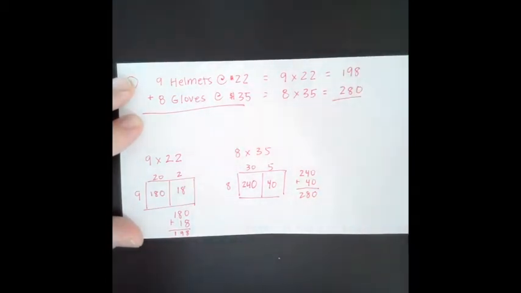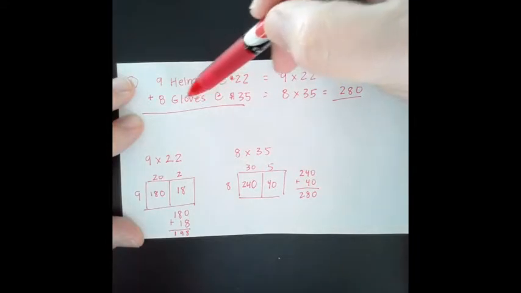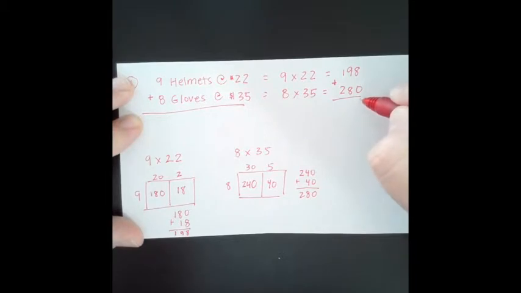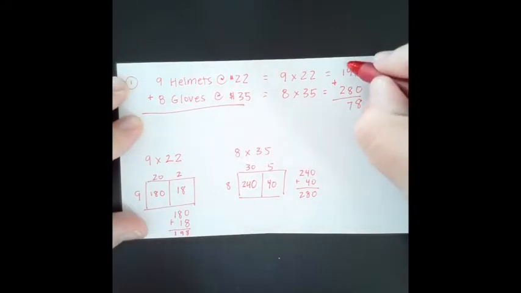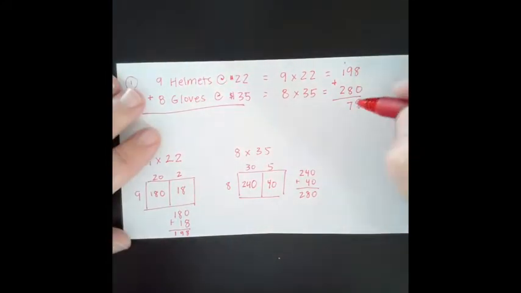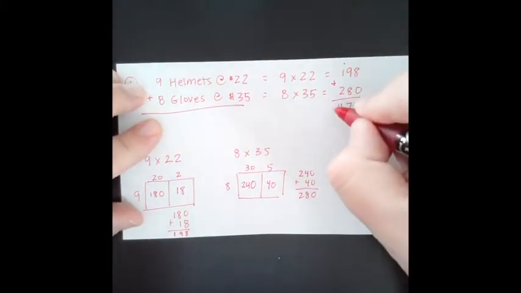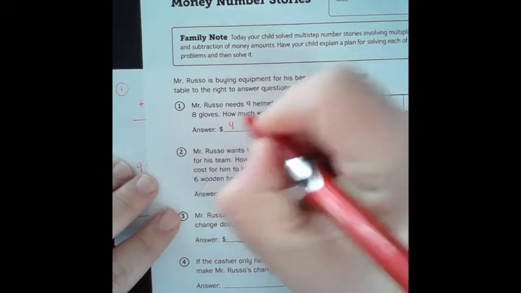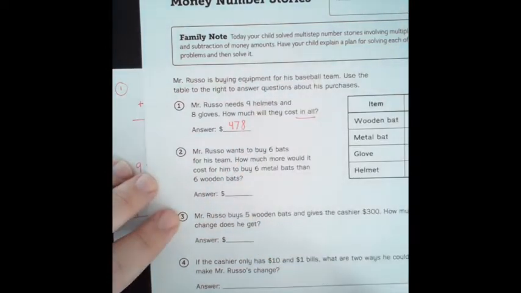So now we know that 9 helmets at $22 a piece cost $198. 8 gloves at $35 a piece cost $280. So we wanted to know how much these two items cost altogether. So we're going to add that. So 8 plus 0 is 8. 9 plus 8 is 17. Carry the 1. 2 plus 1 is 4. And we can't forget that these are dollars we're dealing with, so it's $478 is our answer. So we'll go ahead and transfer that here. 478.